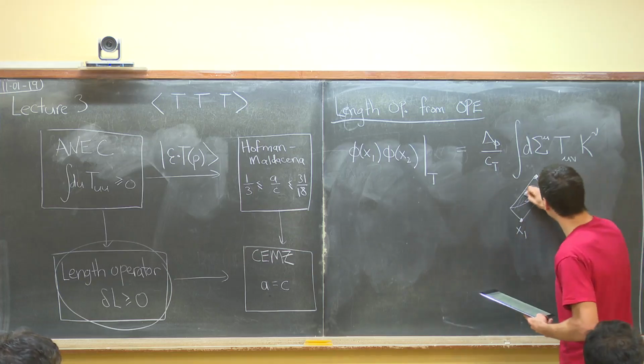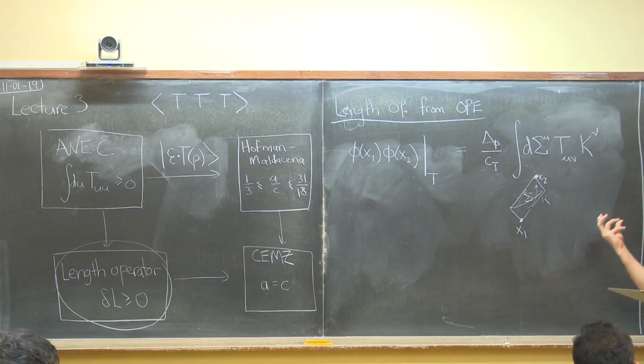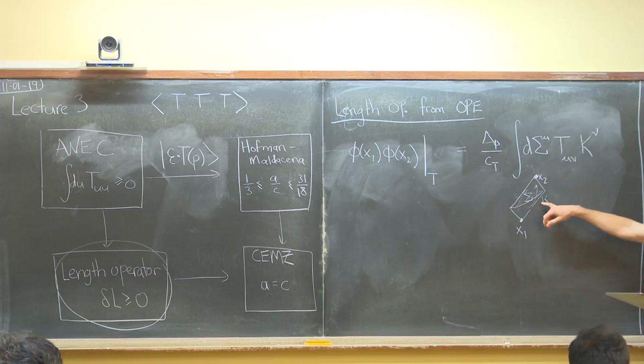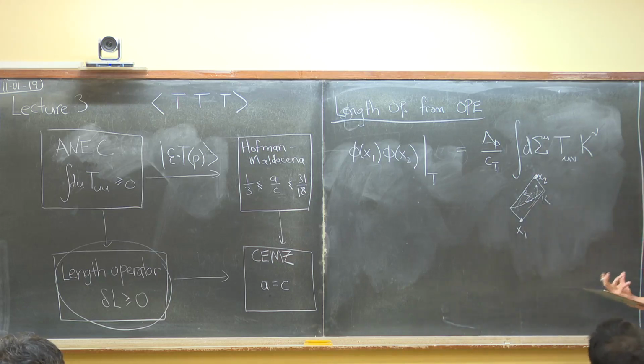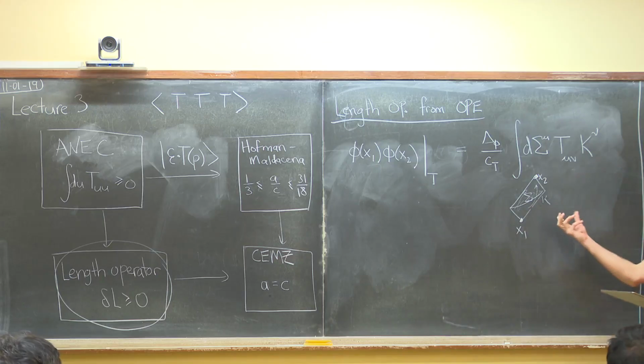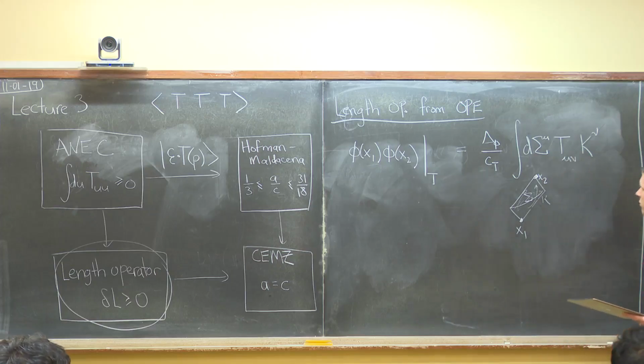And K is the special conformal Killing vector, which describes basically time evolution within this causal diamond. It's sort of a combination of special conformal and time translations that gives you time evolution inside this diamond. Okay, so this is just a nice way to think about the contribution of the operator T to an OPE.